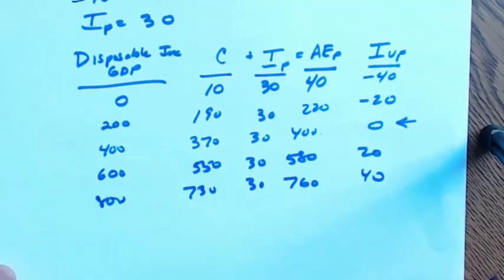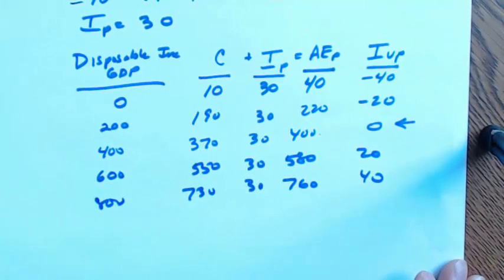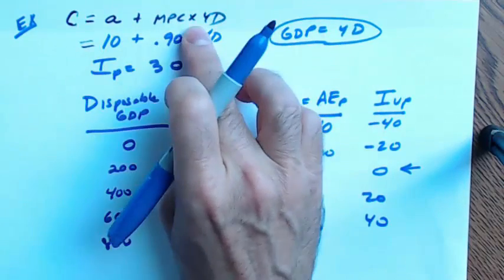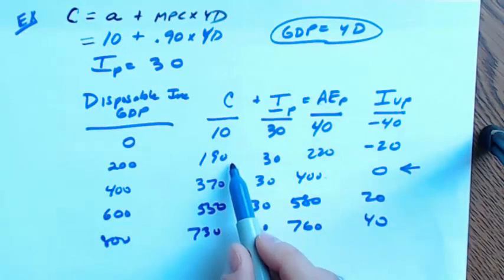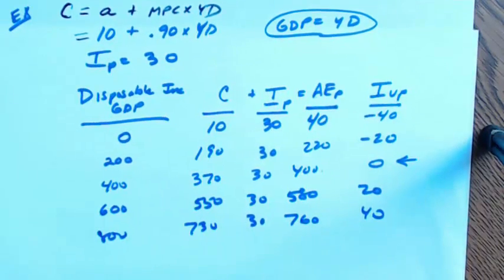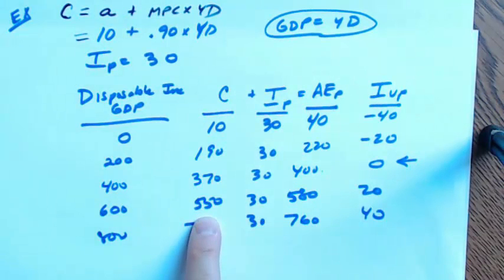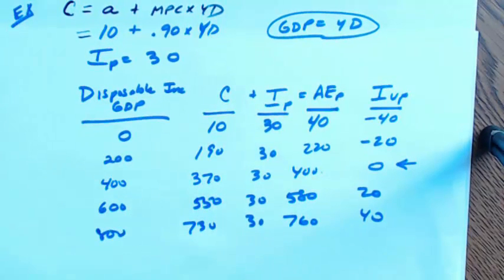So here I filled out the rest of the table. And by the way, some of the problems in the book won't give you this consumption function. And they'll ask you, from this information, can you figure out what the consumption function is? So not knowing what this equation is up here, can you figure out from this row, this column, and this column, what the consumption function is?